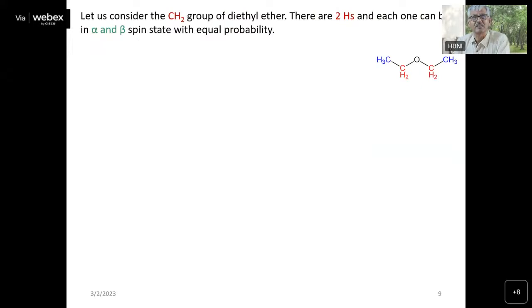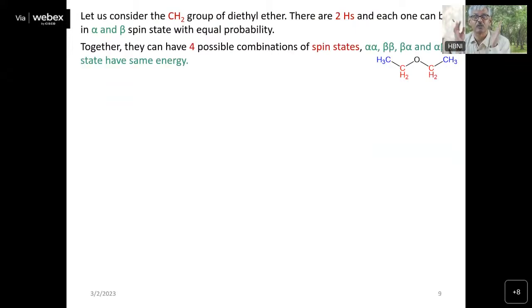So what we have seen is that in the CH2 group of diethyl ether, there are two hydrogens and each one can be in alpha and beta state with equal probability. If you consider the two hydrogens together, they have four possible combinations of spin state. Both can be alpha, which we call the alpha state; both can be beta, which we call the beta state; or they can be beta alpha, where one spin is beta and another is alpha. In the second combination, the first one is alpha and the second one is beta.